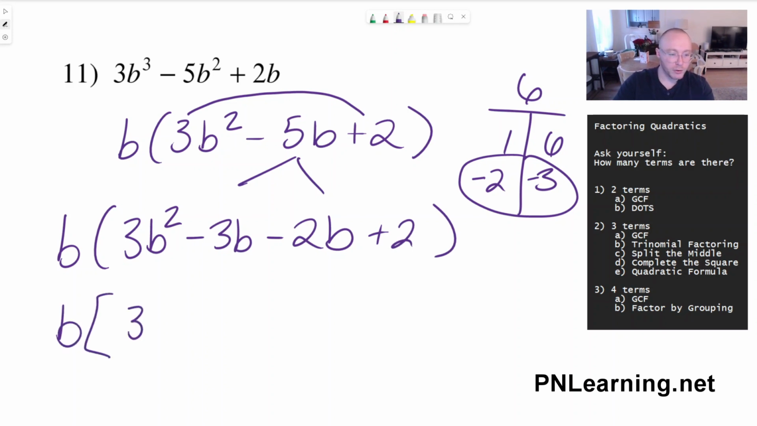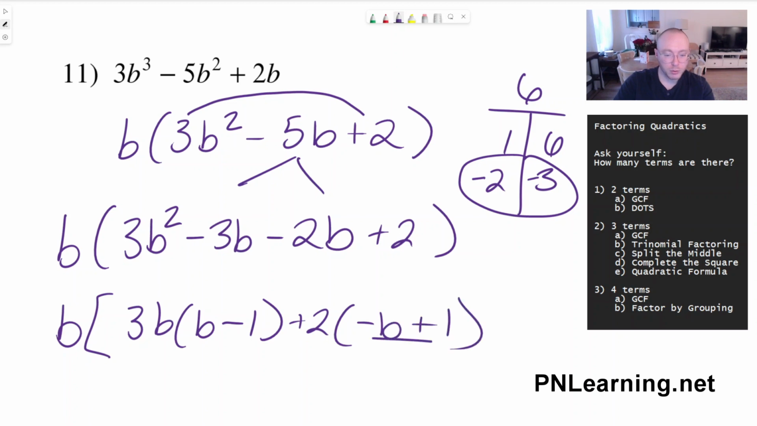So we're going to have 3b, that would be our GCF for the first 2 terms there. You're going to be left with b minus 1. Over here, negative 2b plus 2 will have a common factor of 2 or negative 2. If we were to take out a positive 2, we would end up with negative b plus 1, and this would be sort of the opposite of what we got in this set of parentheses.